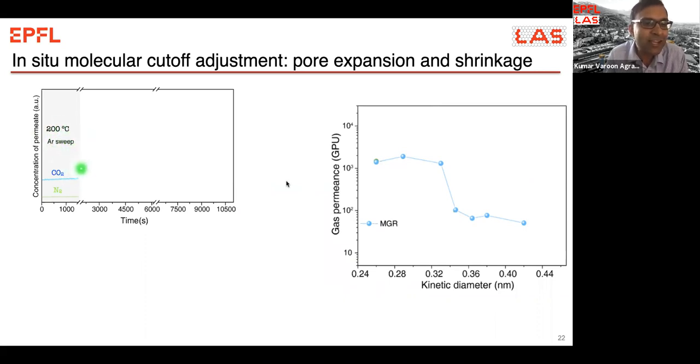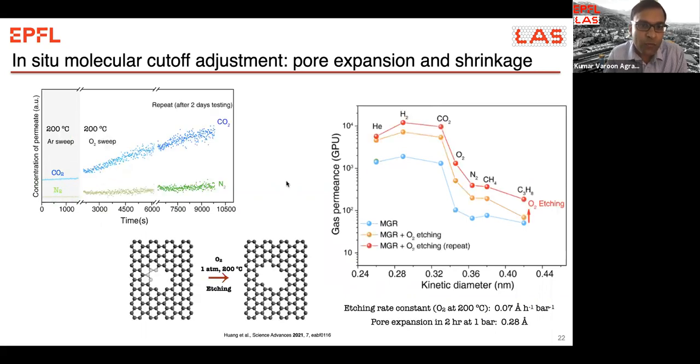On the feed side, we have CO2 and nitrogen. And this is what you see. So CO2 goes faster, then nitrogen. CO2 is in blue, nitrogen is in green. And then we said, maybe we can increase the tail of the pore size distribution by removing a few more carbon atoms so that we can have a faster permeation rate of CO2, but still not increase nitrogen so much. This way we can increase the permeance while maintaining the selectivity.